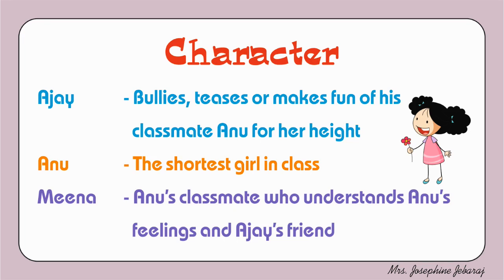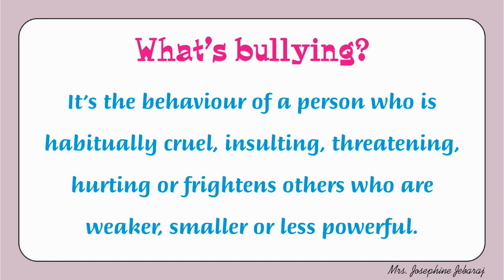First, let's see the characters in the story. Ajay, he seems to be the main character who draws attention from others by his activities. He bullies others. Bully means hurt others by words or actions. Anu, the shortest girl in the class. Meena, Anu's classmate who understands Anu's feelings, and Ajay's friend.